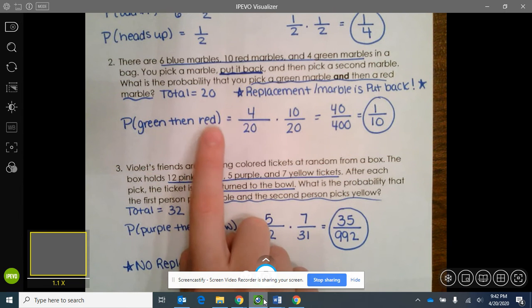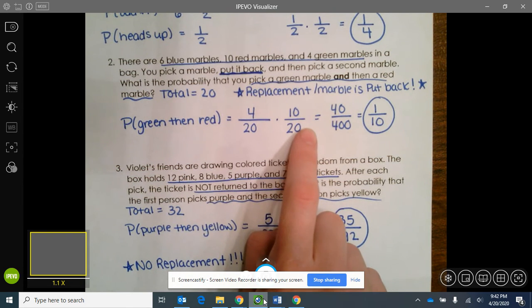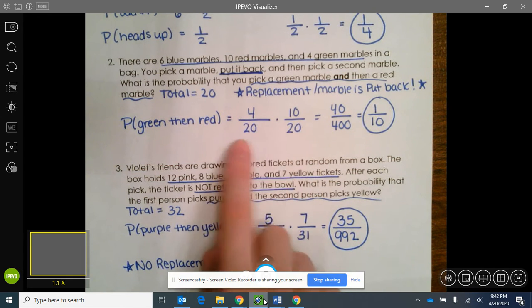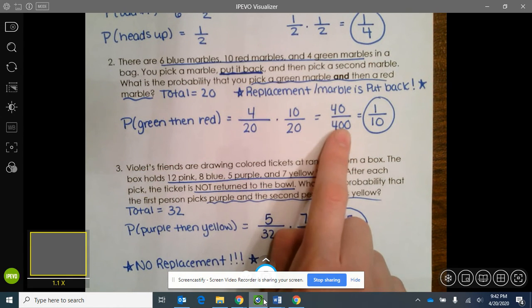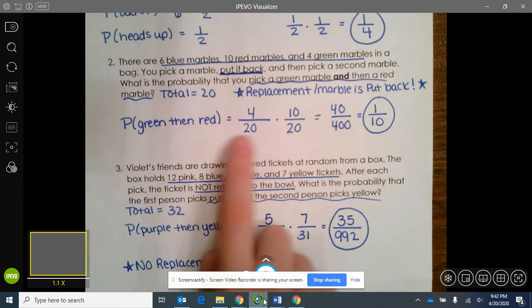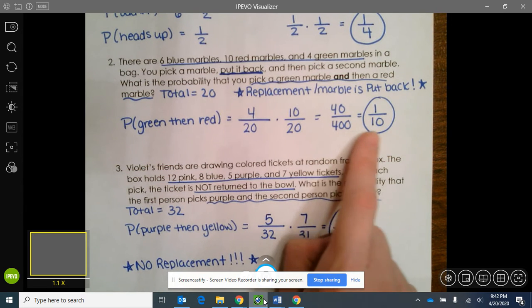And on this second pick, I want to get a red. So I have 10 red marbles. So it's going to be 10 over 20. So multiply these together. You get 40, so 4 times 10 is 40, 20 times 20 is 400. Simplify that fraction, you get 1/10.